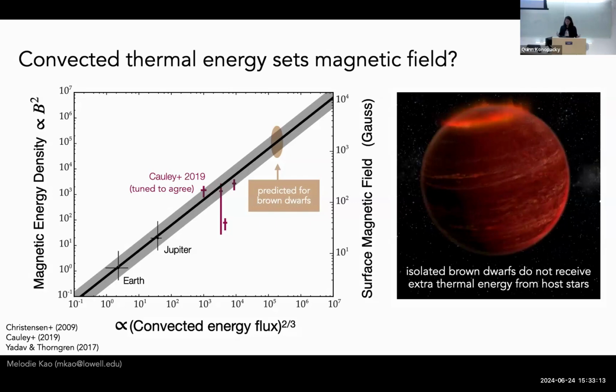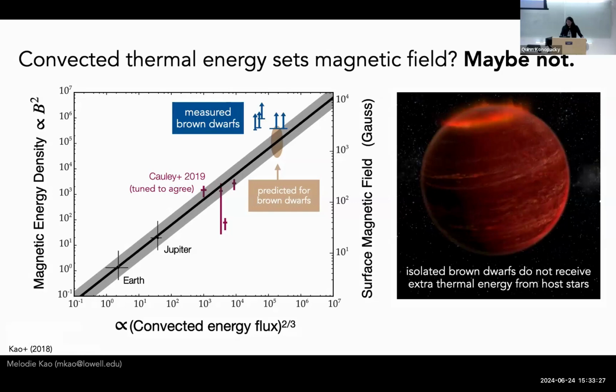And when we place measurements of brown dwarf radio aurorae within the context of predictions for exoplanet dynamo models, we actually see a really interesting twist. So these brown dwarfs are isolated. They do not have a host star that can give them extra thermal energy. And yet, when we measure their magnetic field strengths using their radio aurorae, we find that they are stronger by several times than we would expect.